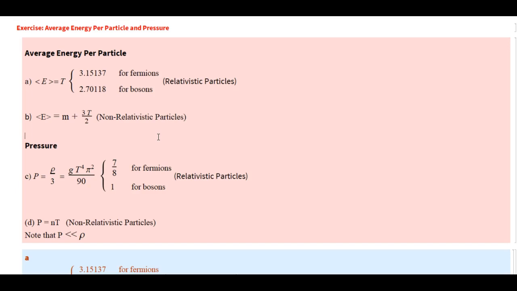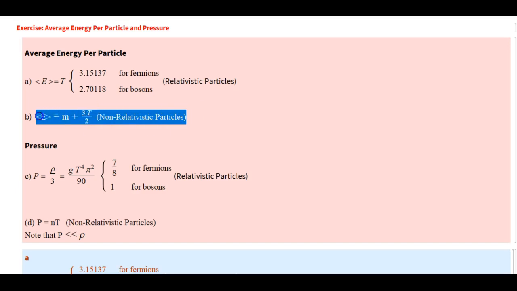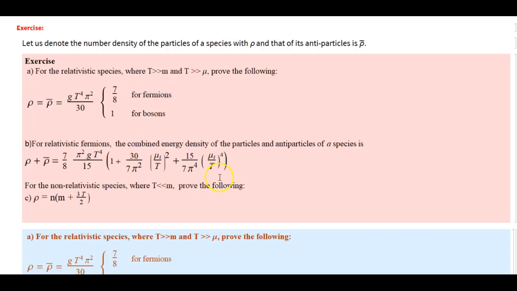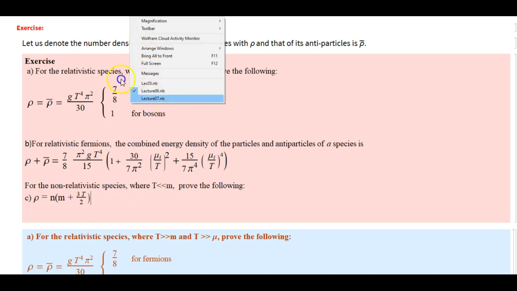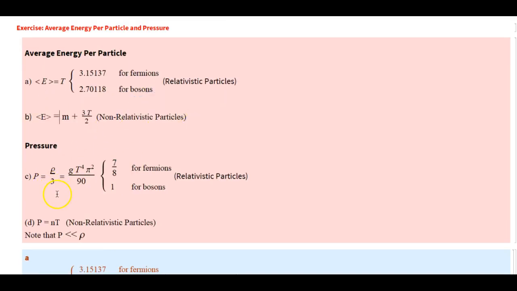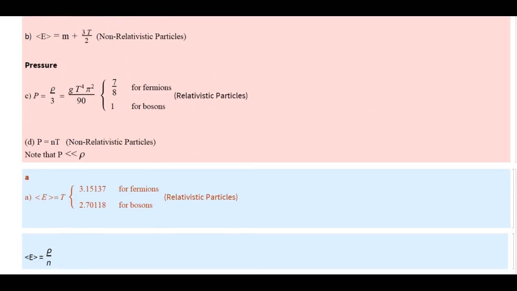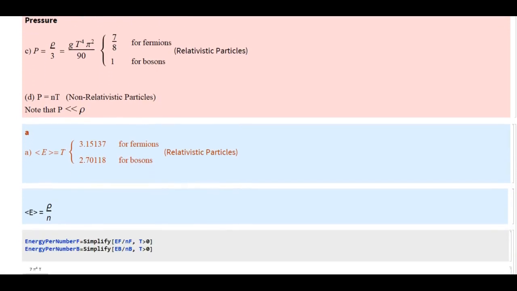In this lecture, we'll quickly derive these expressions: the average energy per particle for relativistic particles, and then for non-relativistic particles. The non-relativistic case we already derived in the last lecture. Rho is equal to m plus 3T by 2, so rho divided by n is m plus 3T by 2, and that's what we are saying here. Then we'll derive an expression for the pressure, again everything using Mathematica. So how do we get this average energy per particle?